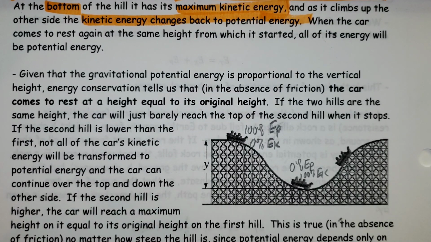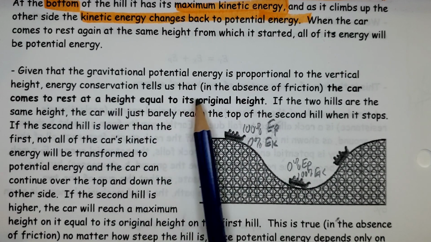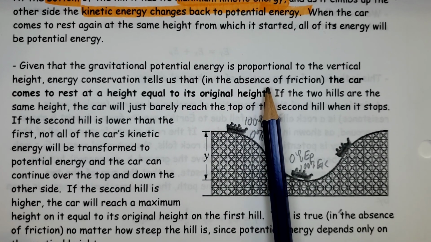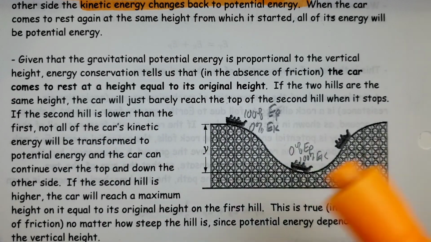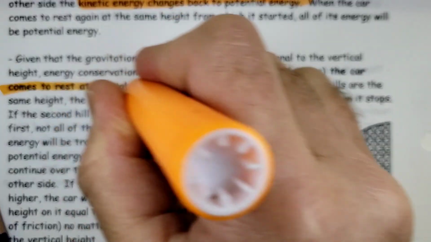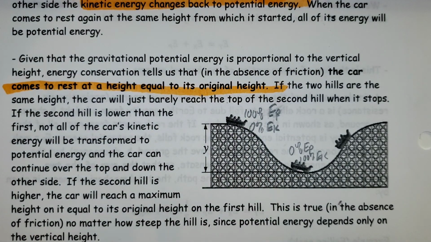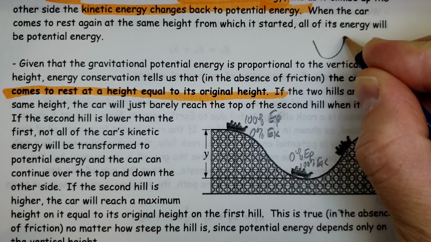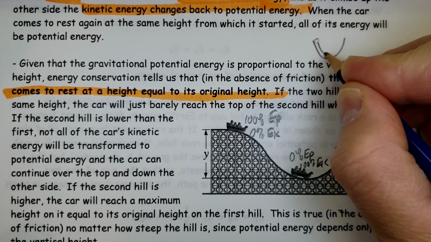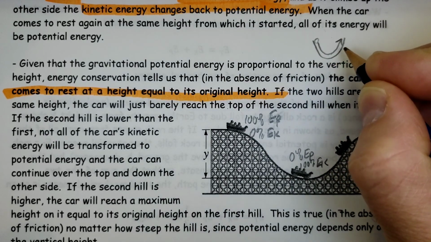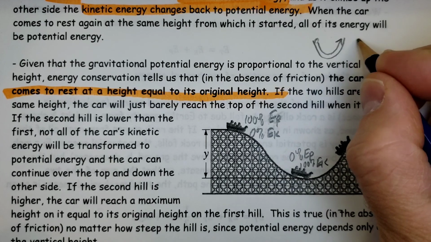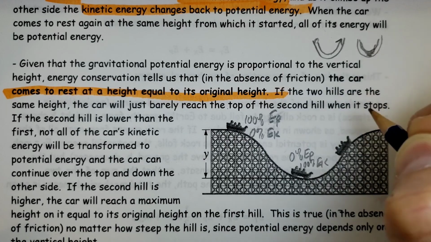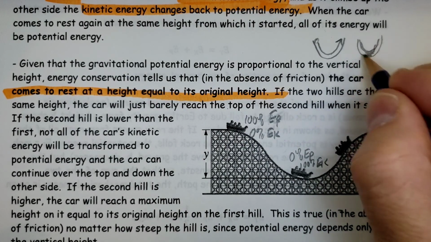Given that gravitational potential energy is proportional to the vertical height, energy conservation tells us, now again, if we assume friction is negligible, the car comes to rest at a height equal to where it originally was. Now, of course, in real life, that's not going to happen. And of course, if any of you had Hot Wheels tracks as a kid, if you arranged it like this and made a U-type shape, and you had your car, ideally it should come up to the same height on the opposite side, but of course it doesn't because of friction. So of course what happens is that it goes like this, then down, and eventually just stops like that. But in the absence of friction, it would keep going like that forever.